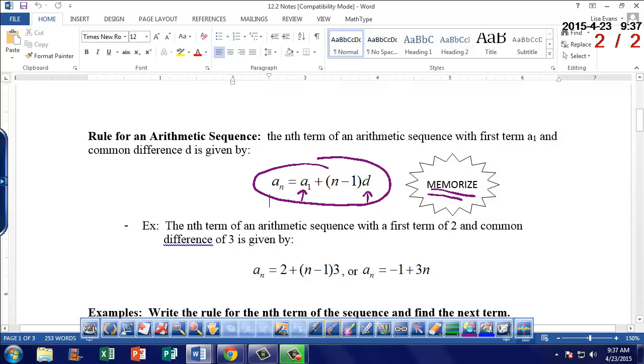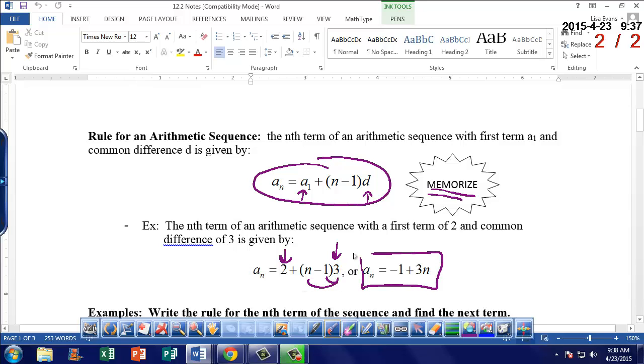So just a quick example. It says the nth term of an arithmetic sequence with a first term of 2, so notice 2 got plugged in for A sub 1, and a common difference of 3, so 3 got plugged in for D, is given by this equation. Now, what we will always do is go ahead and distribute and add our like terms. So this is how I want to see your answer.